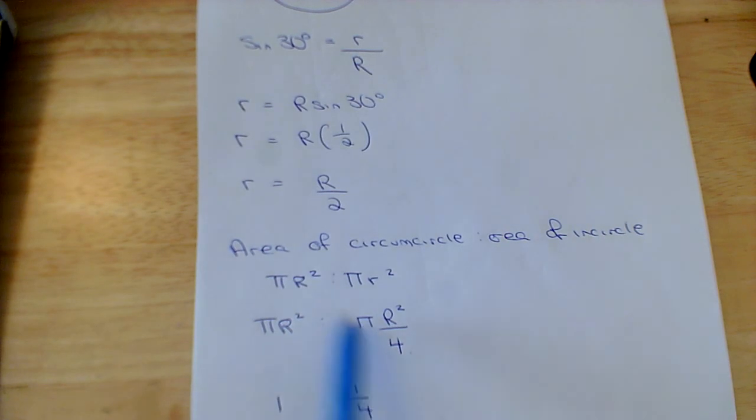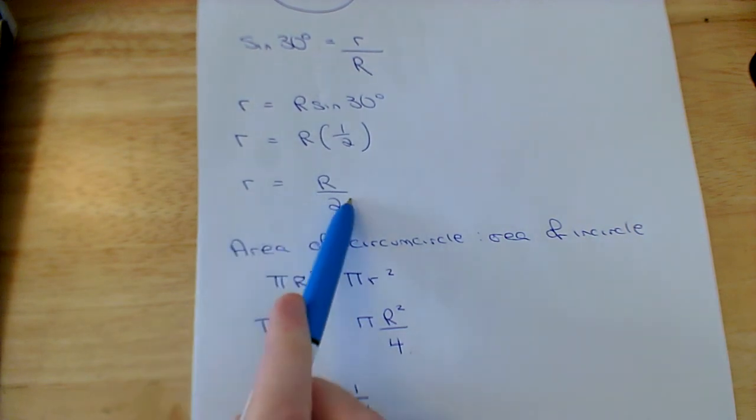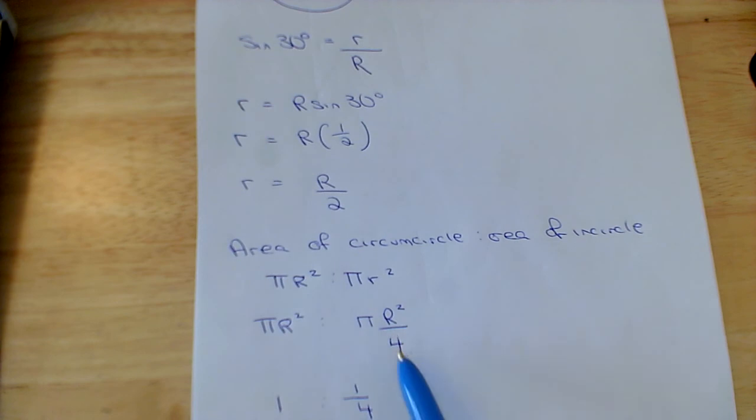We just figured out that r is equal to r over 2, so r over 2 squared is r squared over 4. Then it's divided across by pi r squared, and I get 1 is to a quarter, so the ratio is 4 is to 1.